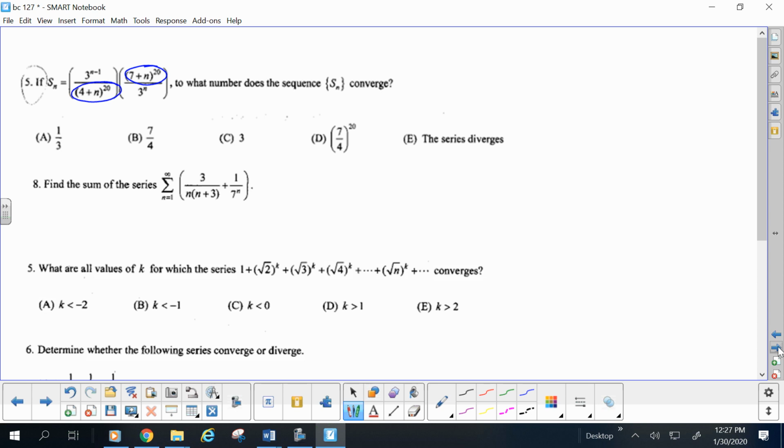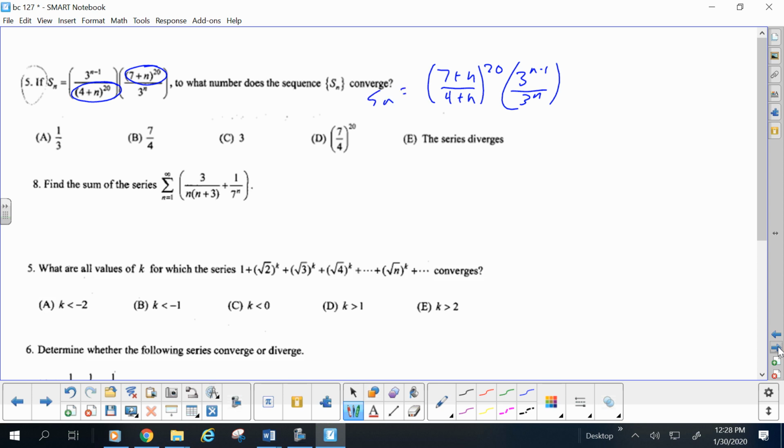These guys are kind of similar. They have that n thing going on and a 20 going on. So put them together, call it a big fat 7 plus n over 4 plus n to the 20. And the other guys, put them together: 3 to the n minus 1 over 3 to the n.